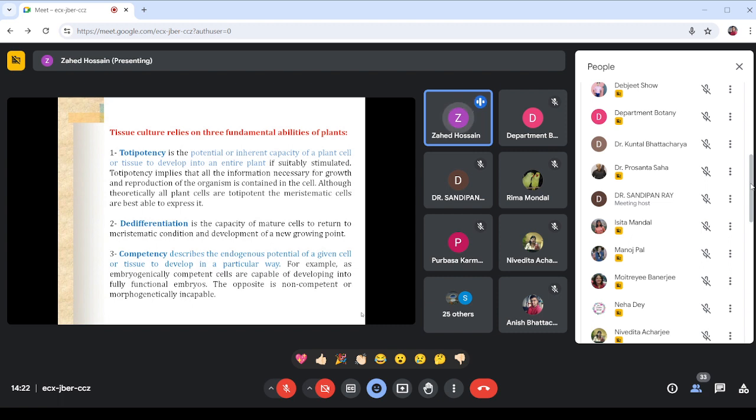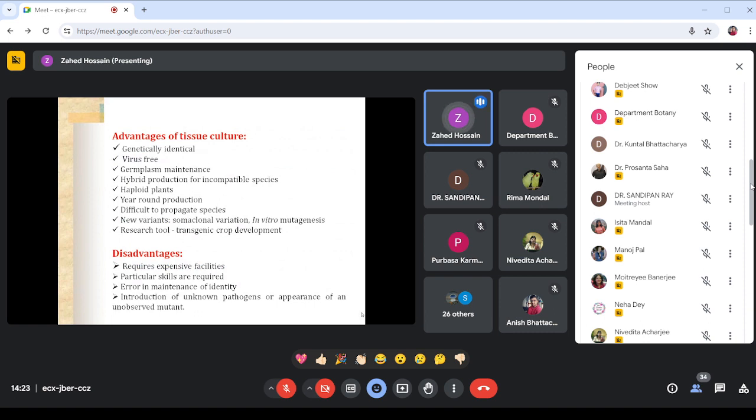The third one is competency, which describes the endogenous potential of a given cell or tissue to develop in a particular way. So these are the three fundamental abilities of the plant cell, or you can say the three pillars behind the success of plant tissue culture: totipotency, dedifferentiation, and competency. So what are the advantages of plant tissue culture?